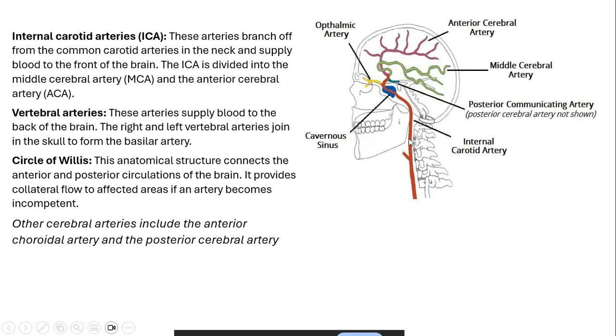Internal carotid artery. There you go. This is the internal carotid artery, a branch of common carotid artery in neck and supply blood to the front of the brain. Right? So this part. All right.